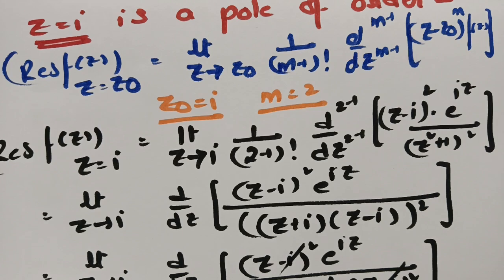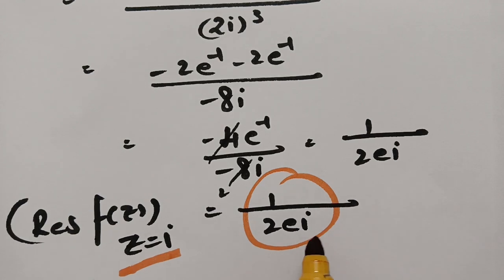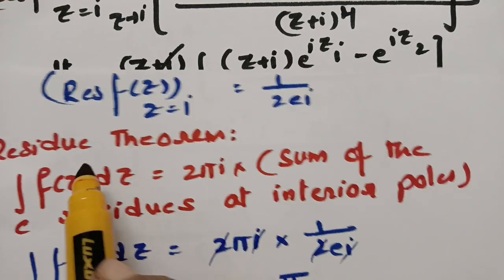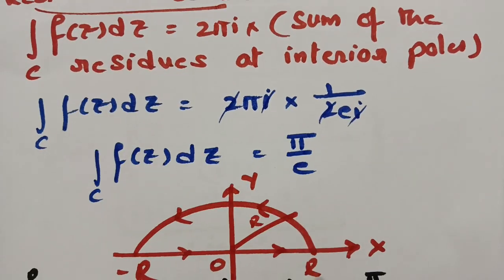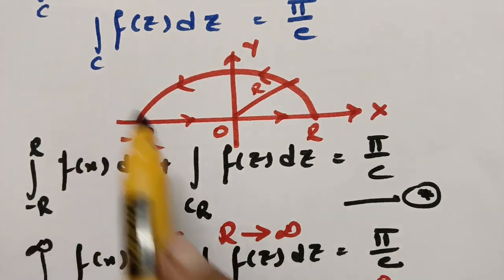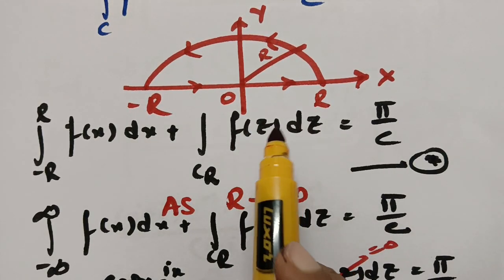After applying the formula, as z is equal to z naught is equal to i, and using the UV rule, we got the residue value as 1 by 2ei. After getting the residue value, we have to apply the residue theorem. So here is the residue theorem, pi by e, and now the total C is split into two parts, and here we have to calculate this one.